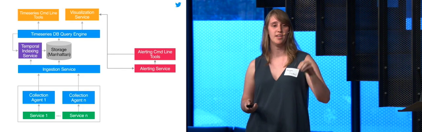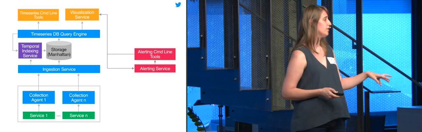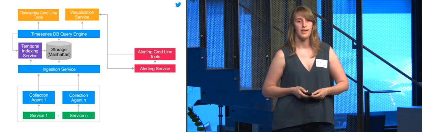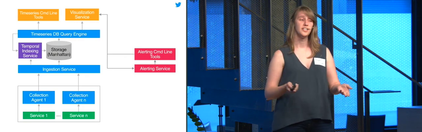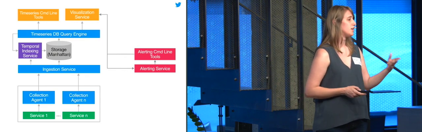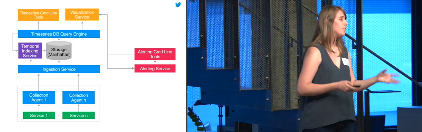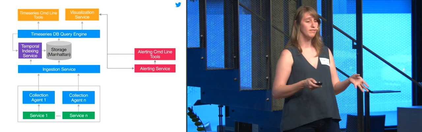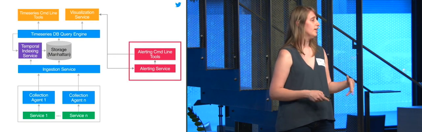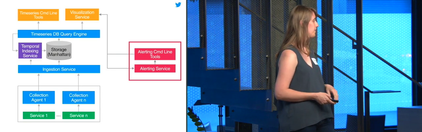We also have a couple of indexing services, the primary one being this temporal indexing service. And then, of course, there's an API layer for users to read back that data, a visualization service with dashboards, some command line tools. But the part of this stack that I'd like to discuss with you this evening is the alerting portion. So alerting command line tools and the alerting service itself.